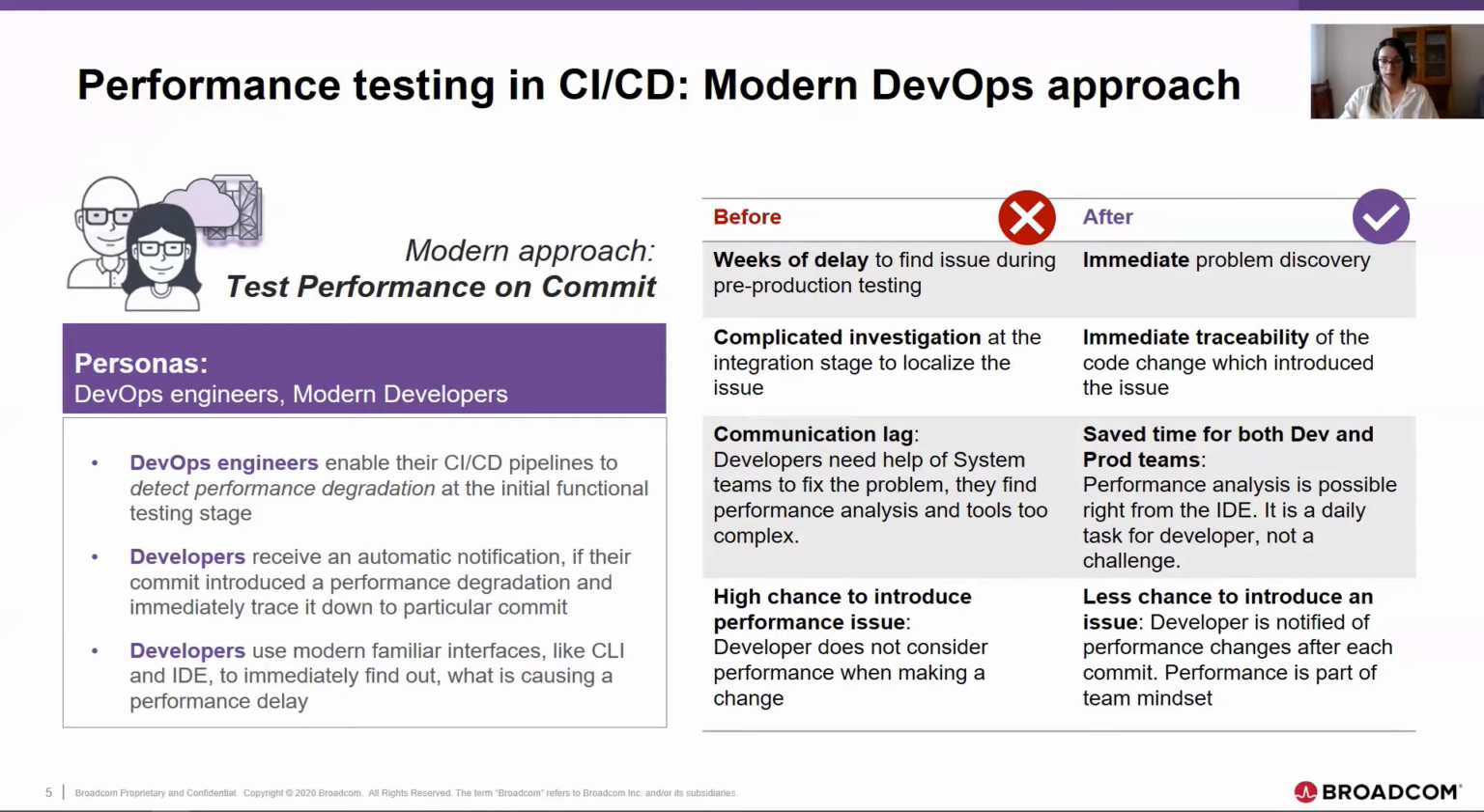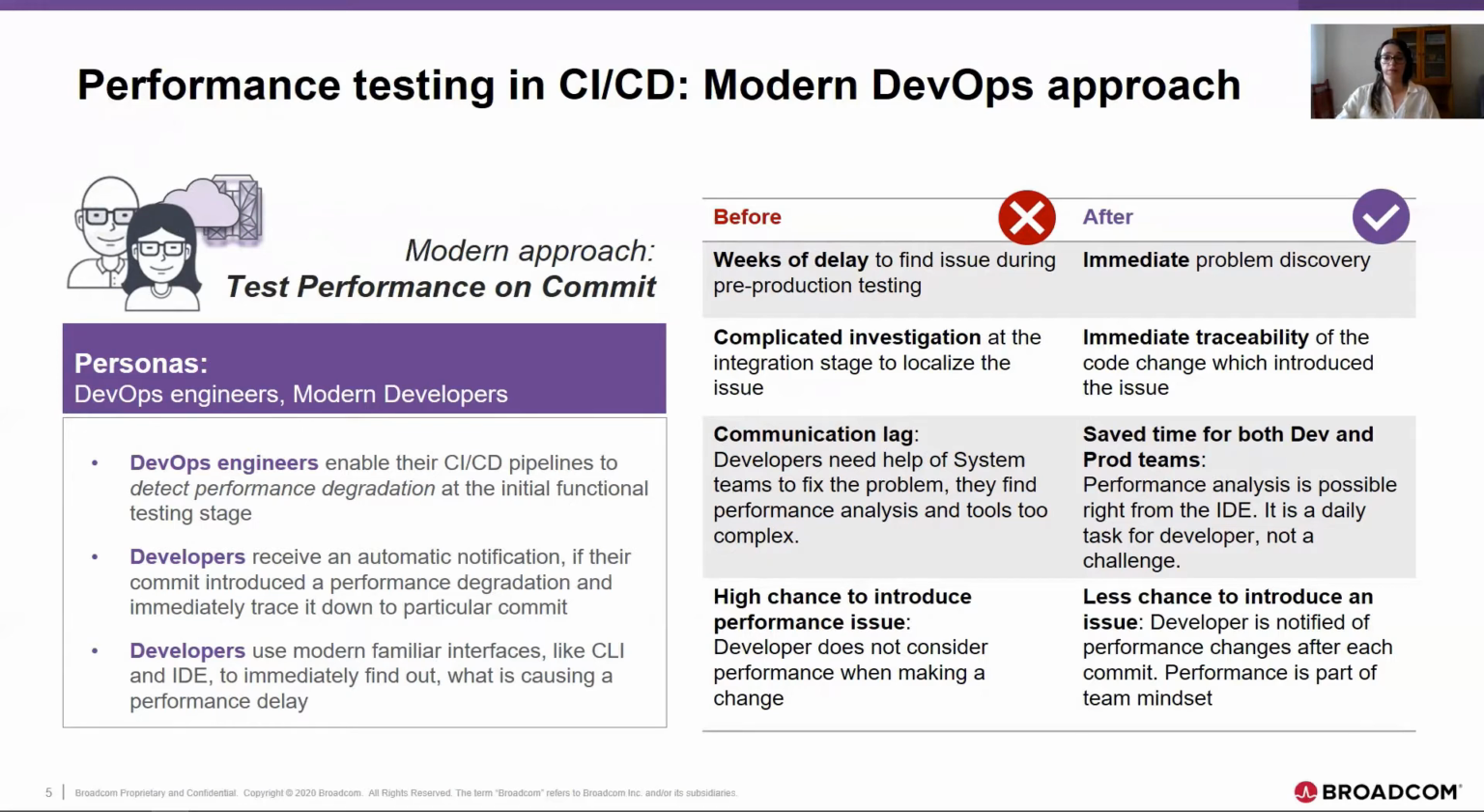In such a case, as I said, mainframe teams wait weeks before finding the performance issue, and it not only has business impact, but also requires a lot of time from both production and development specialists. Moreover, there are actually higher chances that the issue will be introduced in the first place, because the developer doesn't take performance of the code into account when she is making a change. They wait till it is communicated from the system management team.